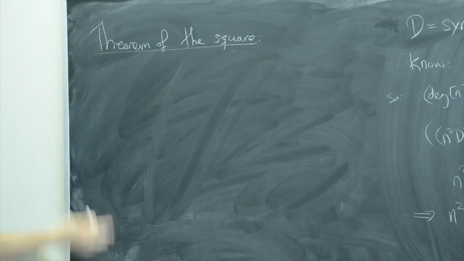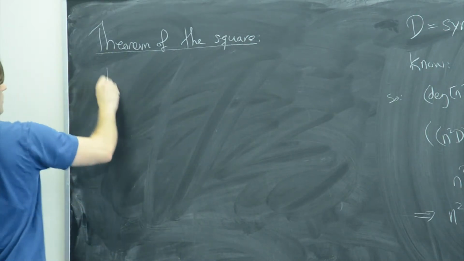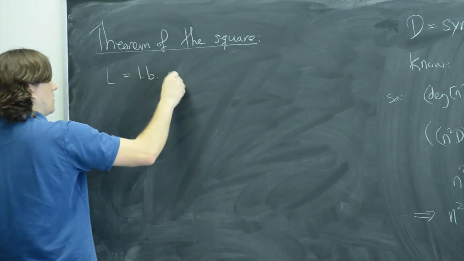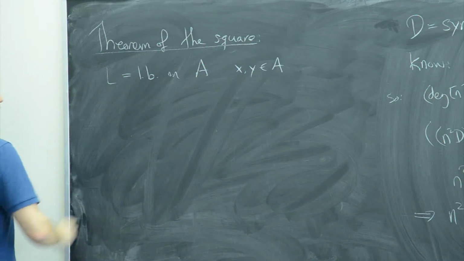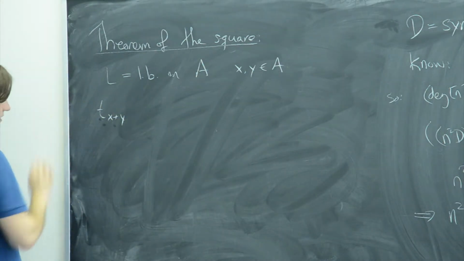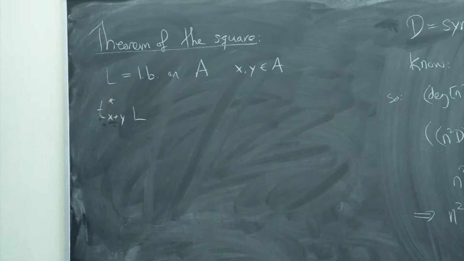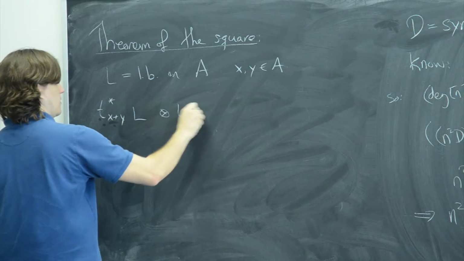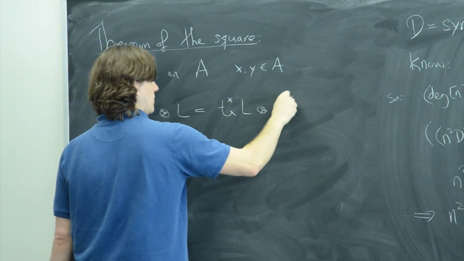So this is something that we proved over the complex numbers, but now we're going to get a proof of it in general. So L is a line bundle on A, and X and Y are 2 points in A. And the statement is that, with little t_X denoting translation by this point, I can pull back by translation, tensor with L, and this is equal to t_X star L tensor t_Y star L.